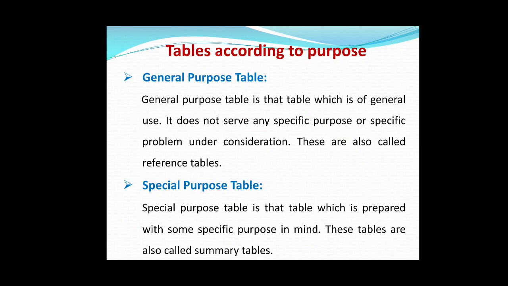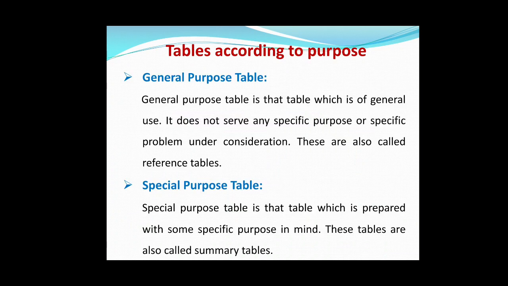General purpose table is the table which is of general use. It does not serve any specific purpose or specific problem under consideration. That is, they usually contain detailed information and are not constructed for specific discussion. In other words, these tables serve as a repository of information and are arranged for easy reference. Such tables are just a data bank for the use of researchers for their various studies.